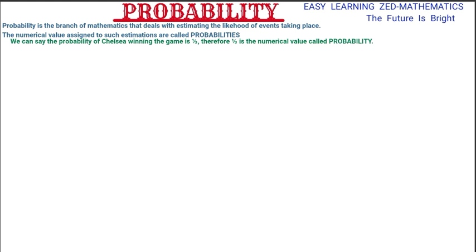So we know that in mathematics, to state the probability of something happening, we don't just use words, we use numbers as well.